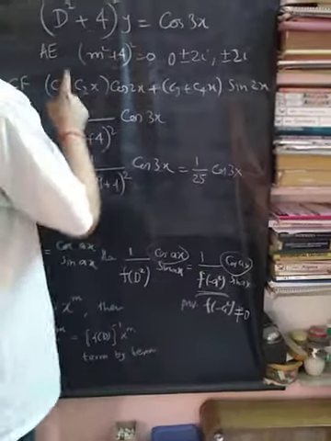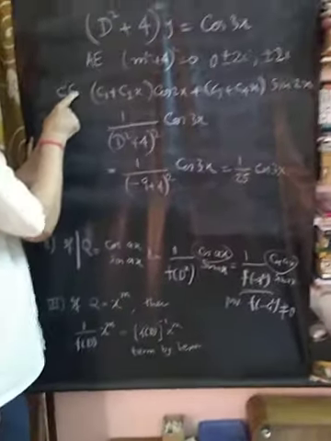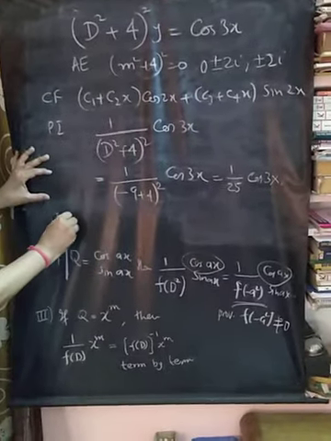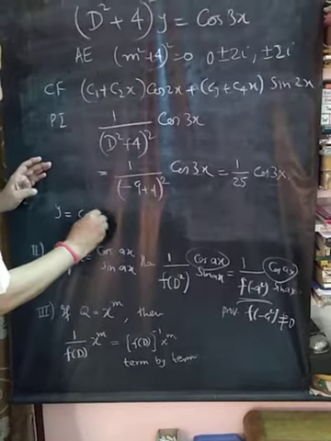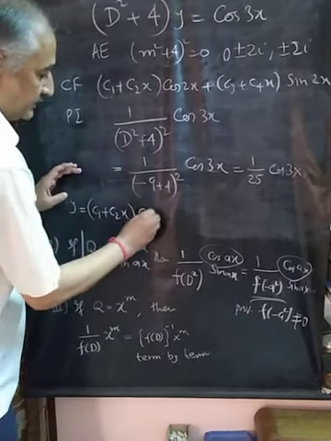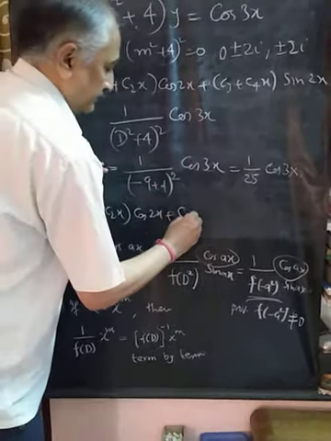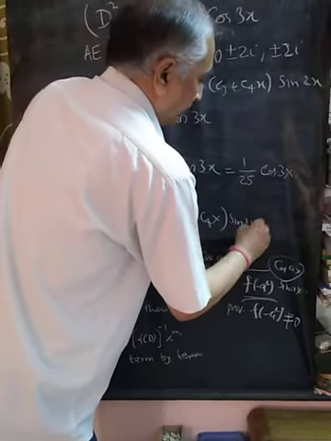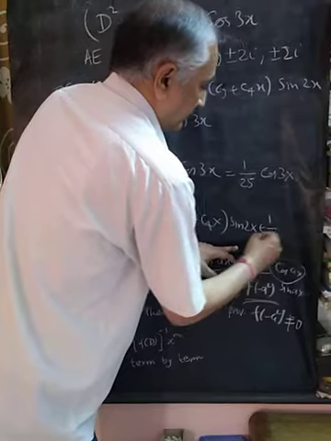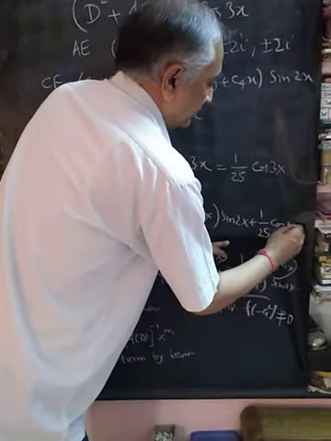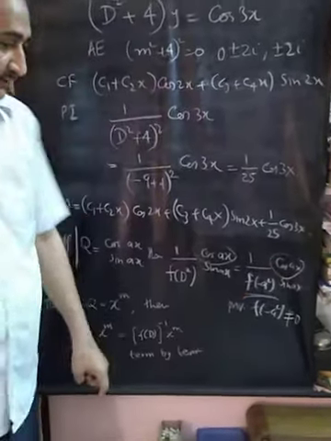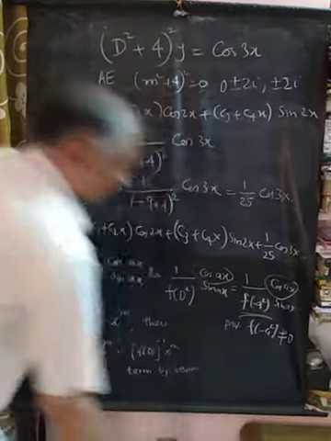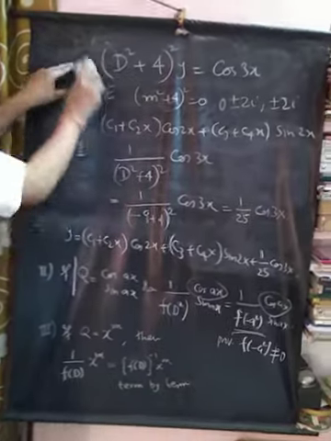Now the complete solution is complementary function plus particular integral. So you have y equal to, I am repeating this, (c1 plus c2x) cos 2x plus (c3 plus c4x) sin 2x plus 1 by 25 cos 3x. Now suppose there is a D in here, I will give the example. This completes the solution of this question. Take another problem.